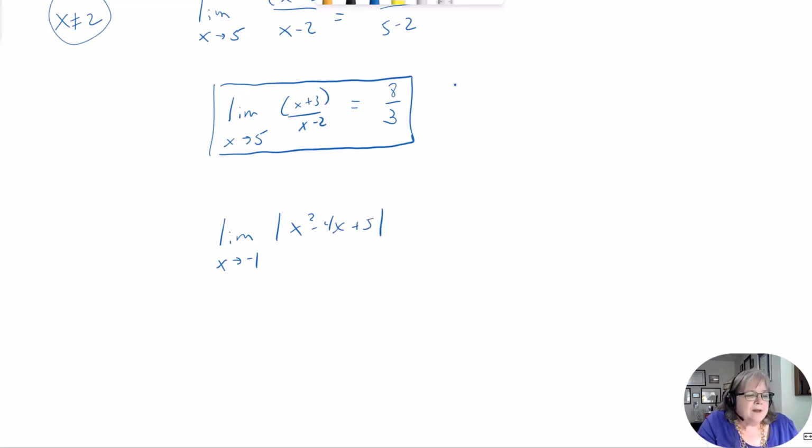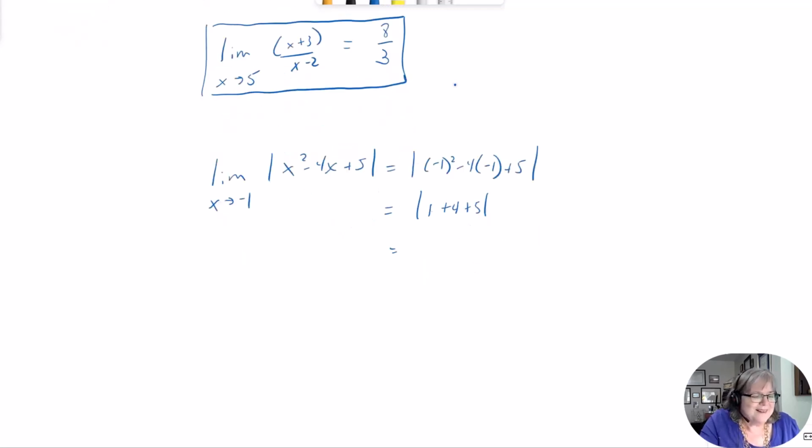All right, now there's no restrictions on this one's domain. So -1 would be in the domain. We just substitute it in. And once we substitute it in, we can leave off that limit as x approaches -1. So this is the absolute value of 1 plus 4 plus 5. You don't have to put that step in. All right. So this turns out to be 10.